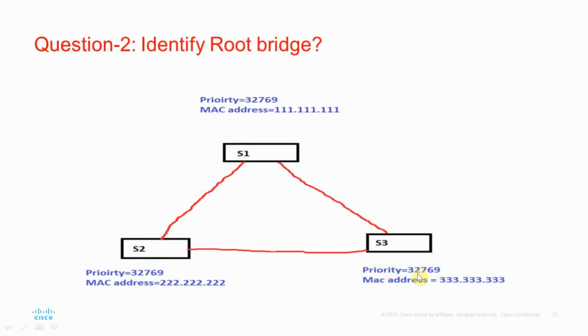Next one, identify the root bridge. Again there are 3 switches, S1, S2, S3. All 3 switches have the same priority, 32769. Then how do we choose the root bridge? You have to find it based on the second one, the MAC address. If priorities are the same, you have to compare the MAC address. Here S1 has MAC address 111, S2 222, S3 333. Among these, which one is the lowest MAC address? 111. So S1 is the root bridge in this topology.